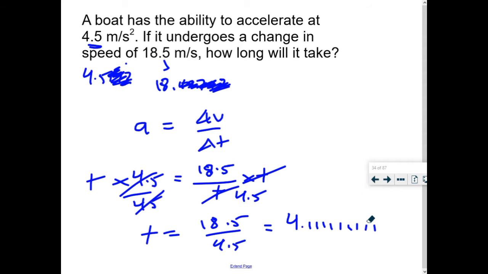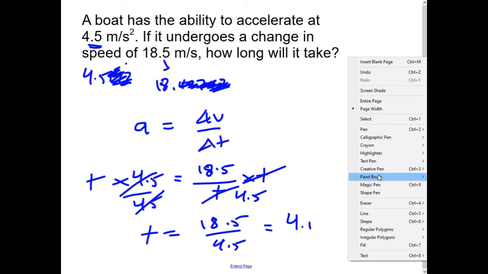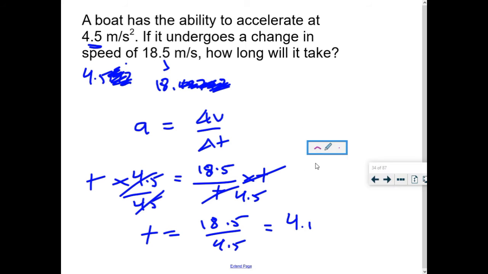Now, it's not life or death in grade 9 or grade 10 or grade 11, obviously. But it is in certain realms. If you're an engineer, if you're working for NASA, we need to know where we can stop guaranteeing the accuracy of this number. We've calculated 4.1 repeating. The rules that we've taught you is because 4.5 has 2 digits, we're going to cut this off to 2 digits right here and say all that I can say with certainty is that it's going to take 4.1 seconds.